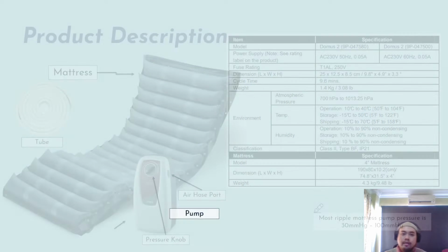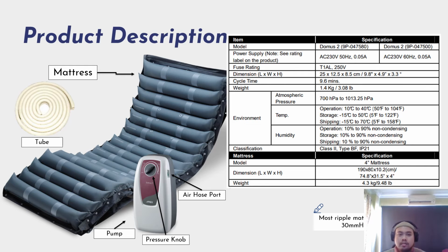Alright, this is the product description for the Domus 2 from Apex. We have the mattress itself, the tube, the pump, the pressure knob, and the air hose port. And when we study the Ripple mattress, we know that most Ripple mattress air pressure is around 30 millimeter mercury until 100 millimeter mercury.